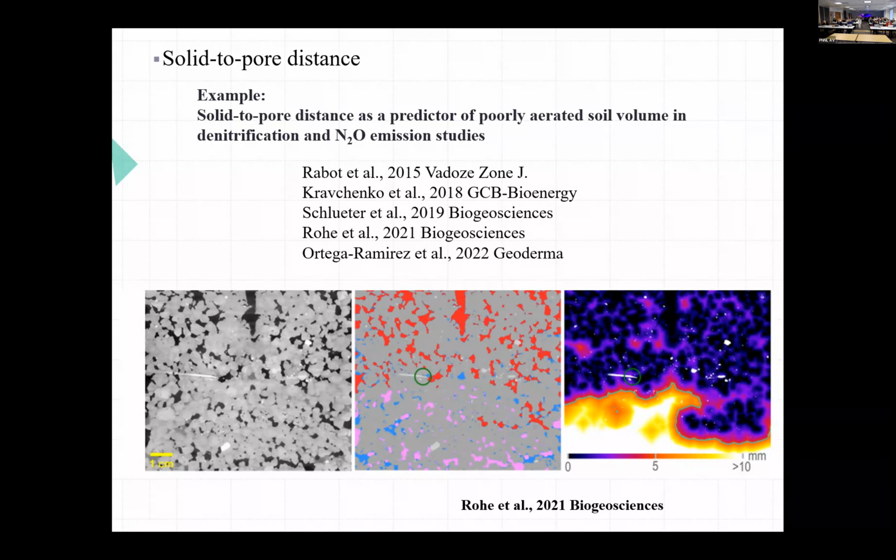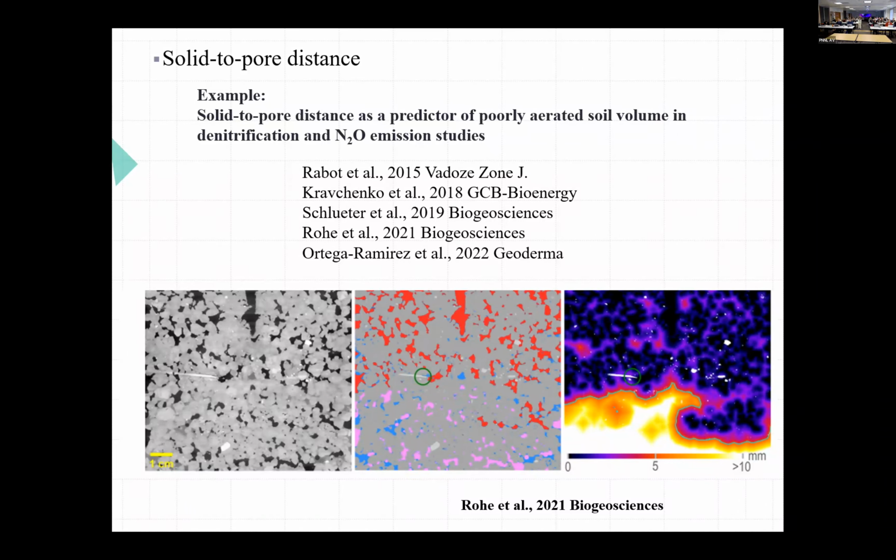And what they did further, they classified the pores depending on whether or not they were connected to the atmosphere. The red ones are the ones connected to the atmosphere. The pink ones are not connected to the atmosphere. And the blues are the pores filled with water.